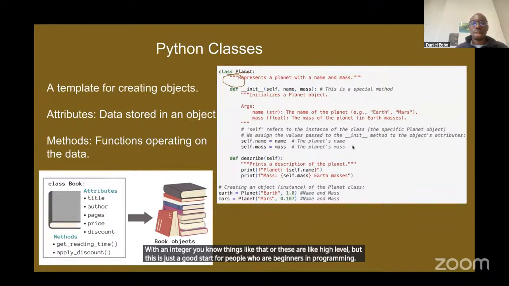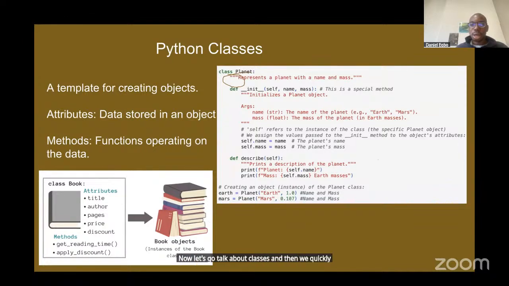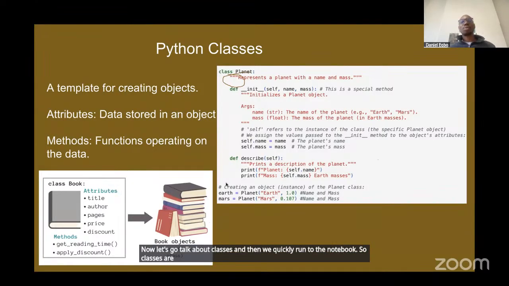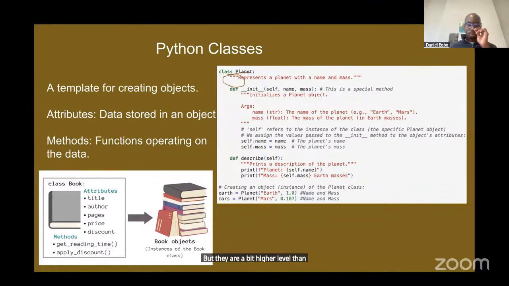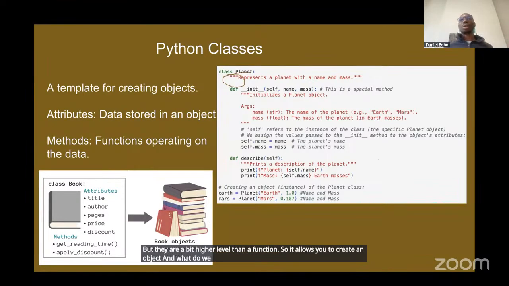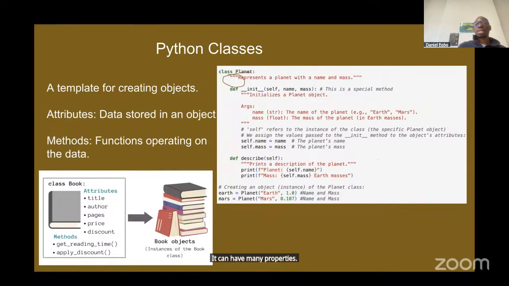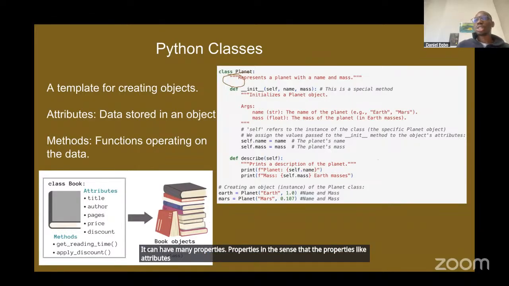Now let's touch on classes, and then we quickly run to the notebook. So classes are other ways of also writing code that is reusable, but they are a bit higher level than a function. So it allows you to create an object. And what do we mean by creating an object? Creating an object in the sense that the object or the data or the function itself can be reused in such a way that it can have many properties. A property is in the sense of attributes, or it can have multiple functions.